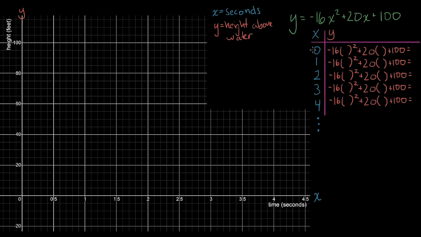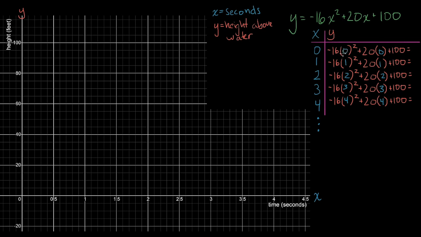And now inside the parentheses, I'm just going to put whatever my value is for x. So first, my x value is 0, and then my x value will be 1, and then 2, and then 3, and then 4. Now I just want to evaluate what this expression is equal to.